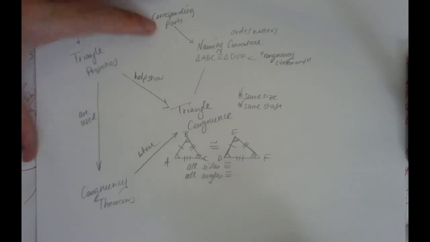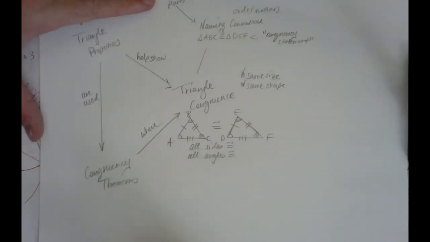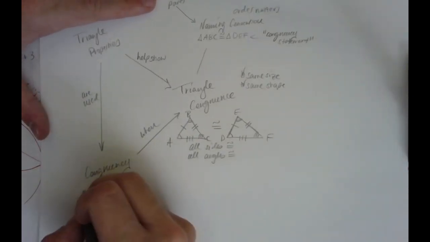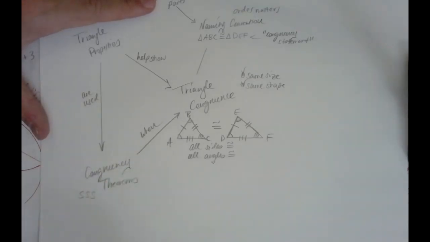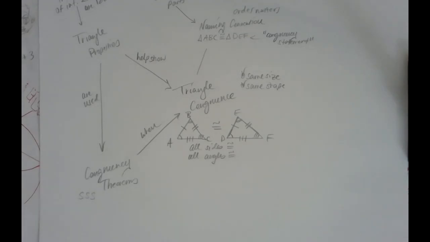So, over here, our congruency theorems that we have, we said the simplest one is side, side, side. If all the sides of the triangle are the same, then they must be the same triangle. There's only one possible triangle by the triangle inequality, which is what we proved originally.